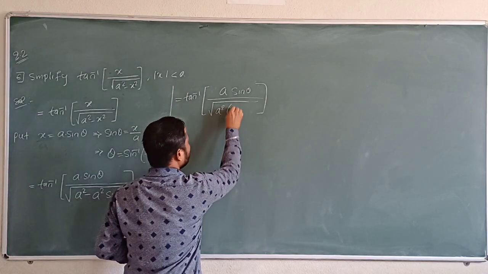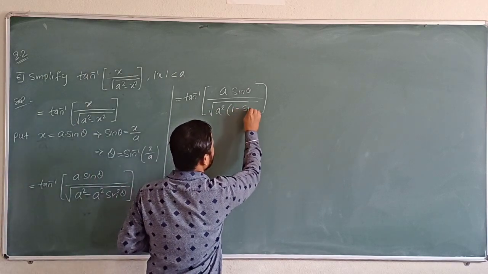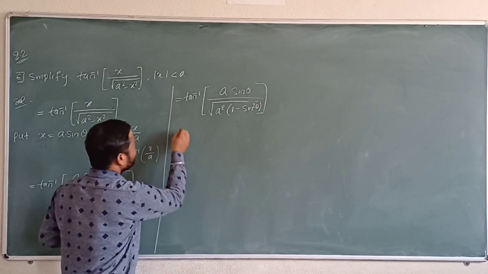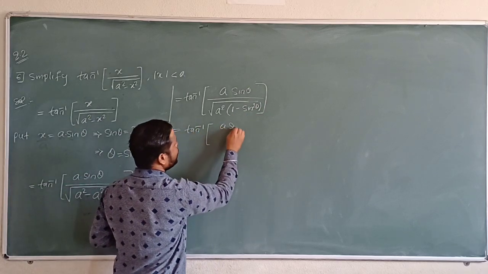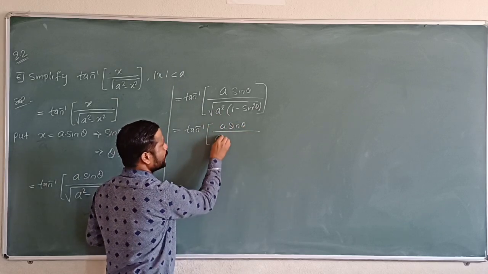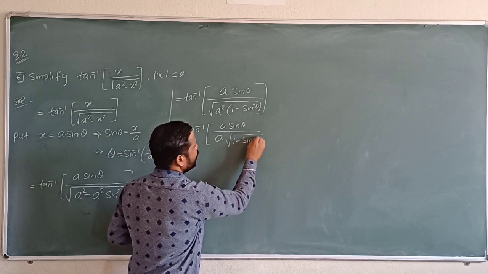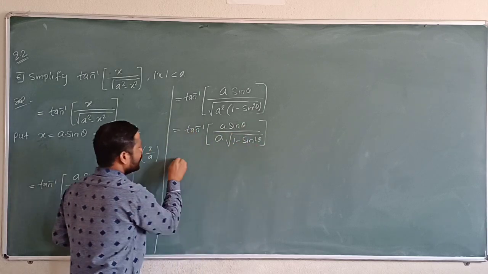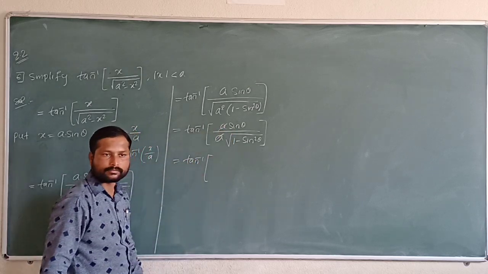Then what is the remaining? 1, and minus a square outside, again 1 minus sin square theta. Right. Then tan inverse of a sin theta divided by square root, here cancel. Take a outside, only a square outside. Then it becomes a. Remaining is 1 minus sin square theta. Then tan inverse of, see here, a gets cancelled.